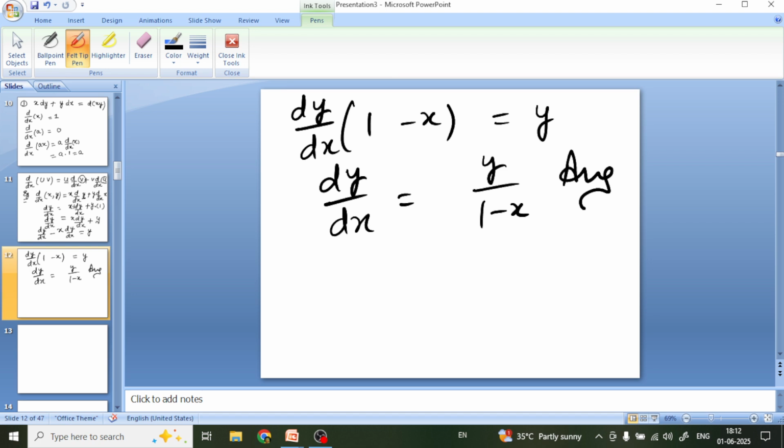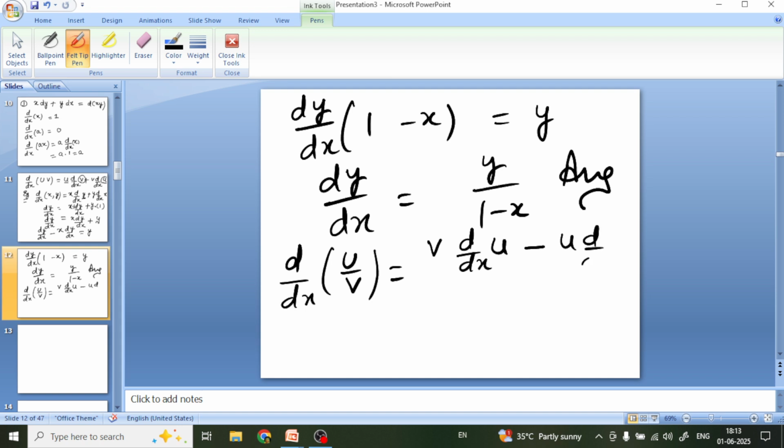You have to learn its formulas, how to solve. If you find the derivative of u over v, for this you have to keep in mind v times the derivative of u minus u times the derivative of v, then divide by v square. And there are so many formulas which should be kept in mind when you solve derivatives.